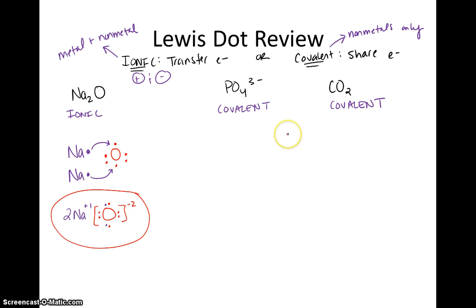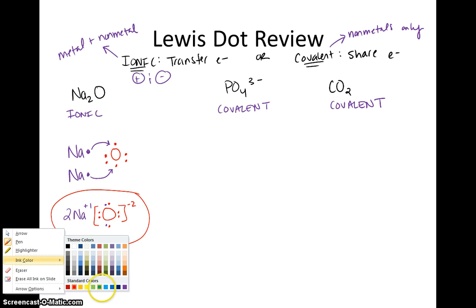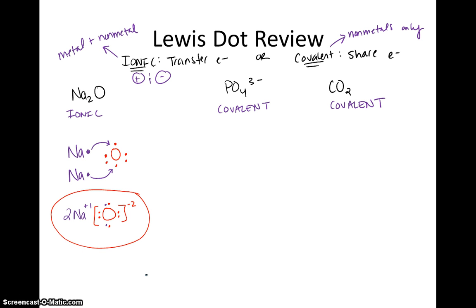When we're doing covalent bonds, because they're sharing electrons, we're going to see lines in our picture like we saw in class yesterday. So I'm going to do 2 different examples. We learned 2 ways. We learned the picture method and the math method. So I'm going to do PO4 by using the picture method, and I'm going to do CO2 by using the math method.